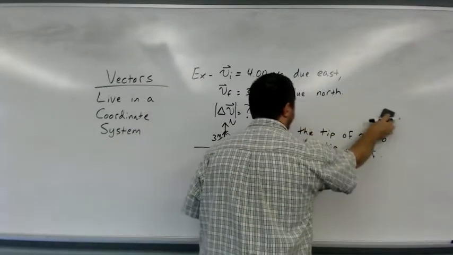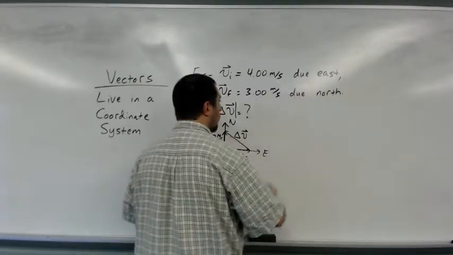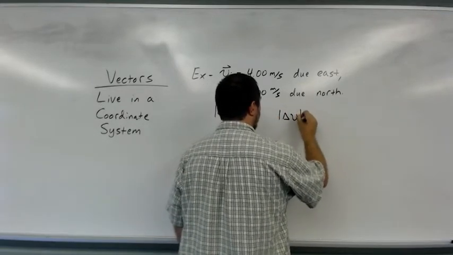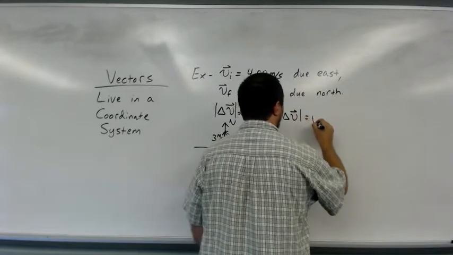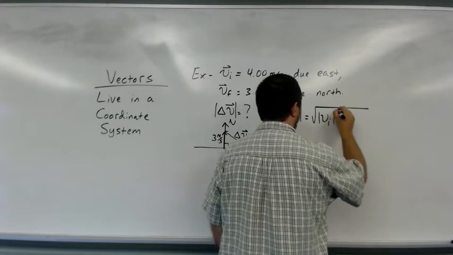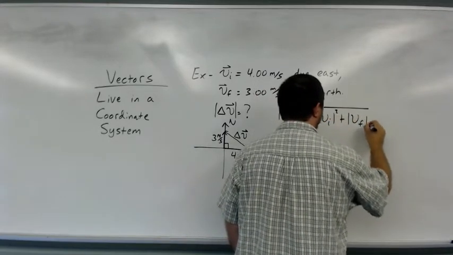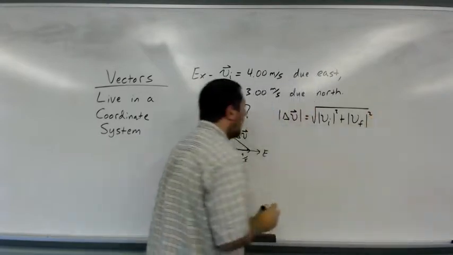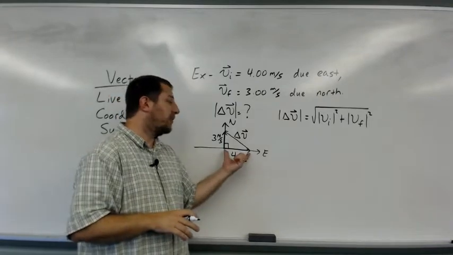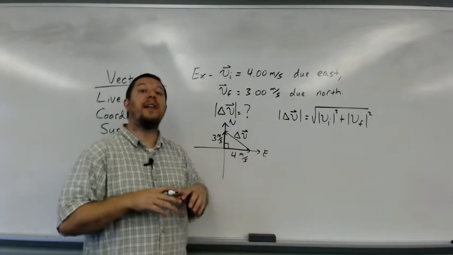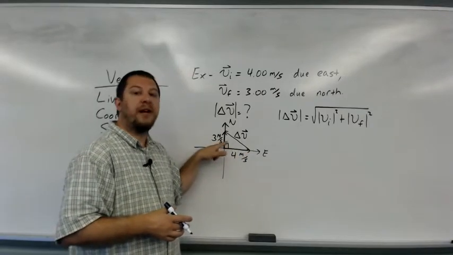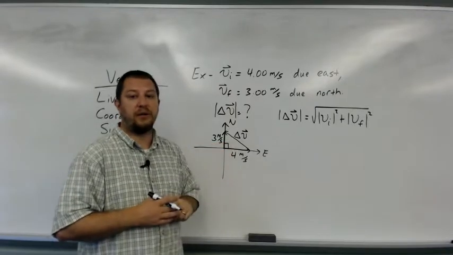So what is delta V? The magnitude of delta V, okay, is going to be equal to the square root of the magnitude of VI squared plus the magnitude of VF squared, right? And I'm drawing magnitude signs here because at this point I don't really care about their directions. I don't care that this is east and I don't care that this is north. All I now care about is that this is 4 meters per second and this is 3. I'm taking the directions into account by noting that this is a right triangle, okay?